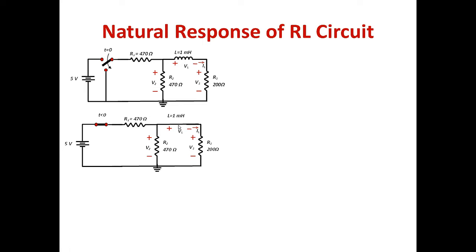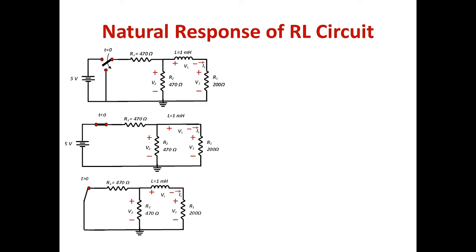And then after switching, for t greater than 0, the switch becomes shorted, and when the switch becomes shorted, this 5 volts voltage source is not applied to the circuit anymore. So the circuit will look like this. We basically remove the 5 volts from the circuit. So after switching, we're going to draw back the inductor again.